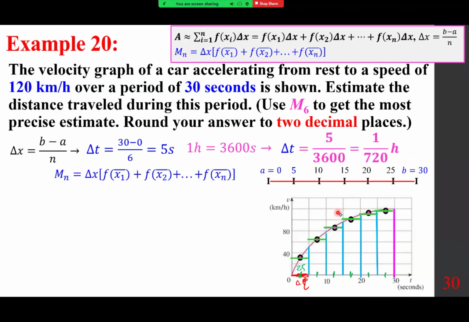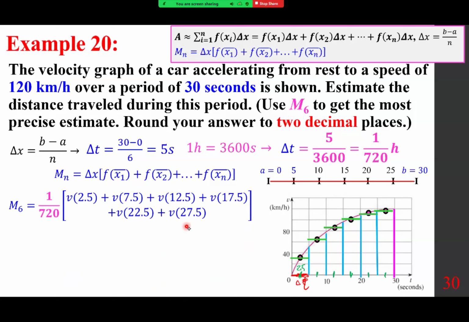Now we can calculate, because the width is delta t, 5 seconds. We're going to use this number, 5 seconds, times the height at this point, v, the velocity at 2.5, v, the velocity at 7.5, and so forth. This is delta t, 5 seconds. We are using it with the proper units. So at 2.5, again, you have to look at this. You have to do your best. It's about 31.25. This one about 66.